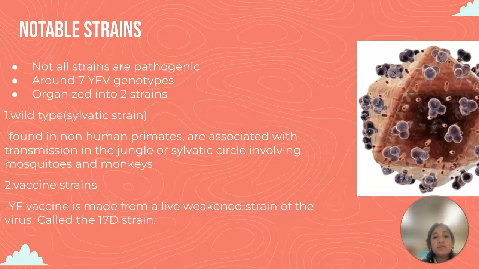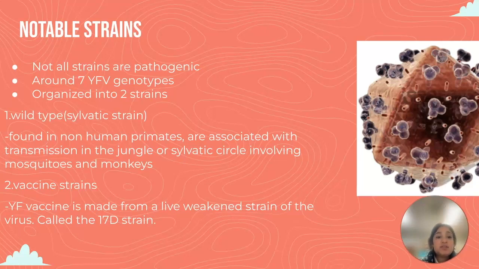Obviously, there are many different types of strains of this virus. Not all strains are going to be pathogenic. There are around 7 yellow fever genotypes, and they are organized into 2 different types of strains. 2 of these strains are found in South America, and 5 are found in Africa, specifically West Africa. The first type of strain is the wild-type strain, and this is found in non-human primates, and they are associated with the transmission from the jungle or the sylvatic circle that involves mosquitoes and monkeys.